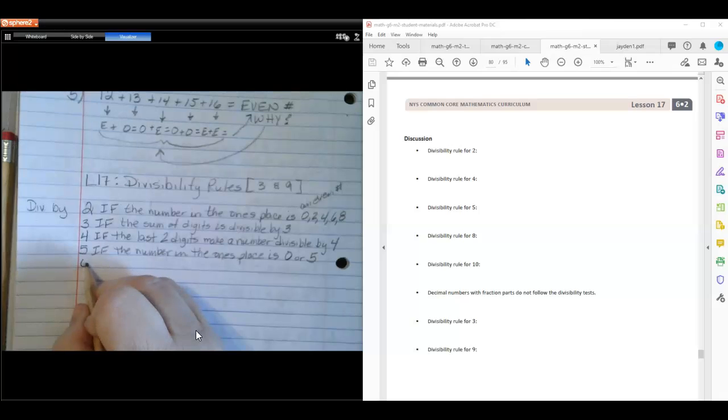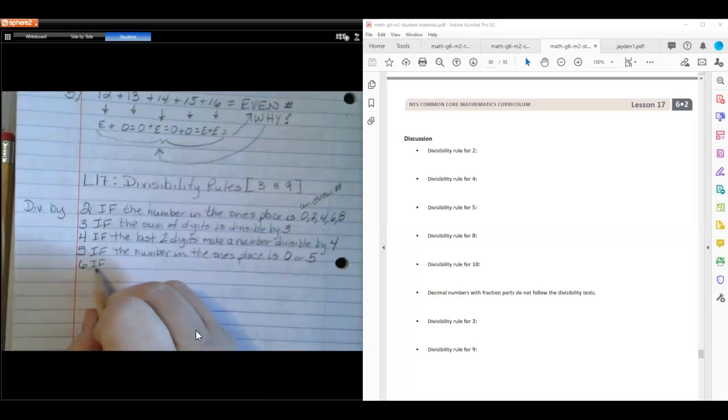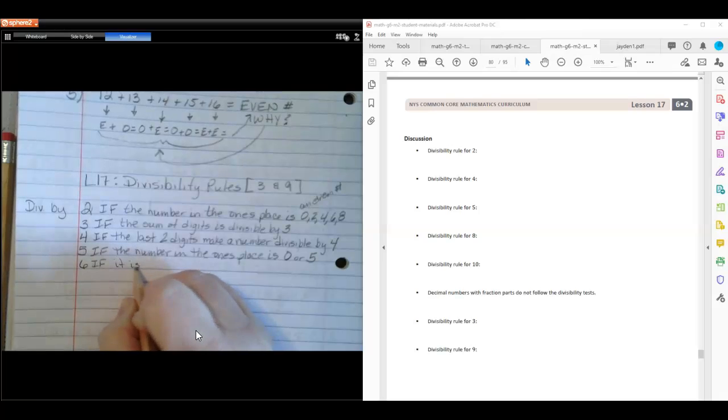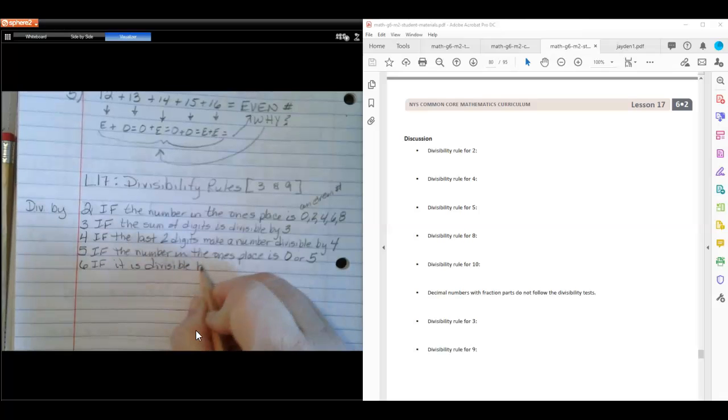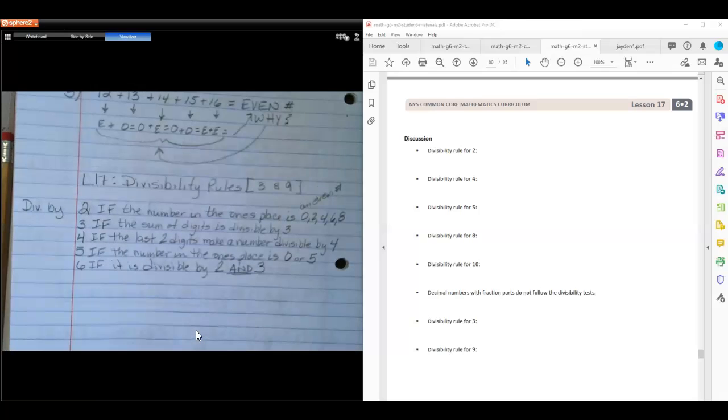Now, they didn't have 6 on there, and I feel that 6 is an important one. Okay, so I'm adding it in there. You didn't have this. So you might want to make sure that you add this into your notes as well. A number is divisible by 6 if it is divisible by 2 and 3.